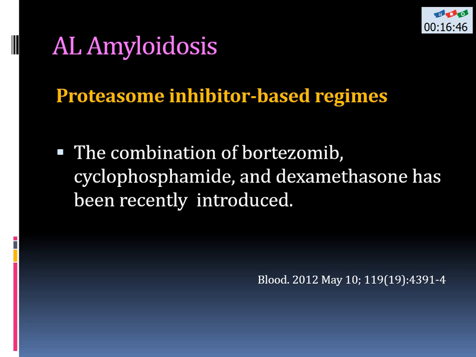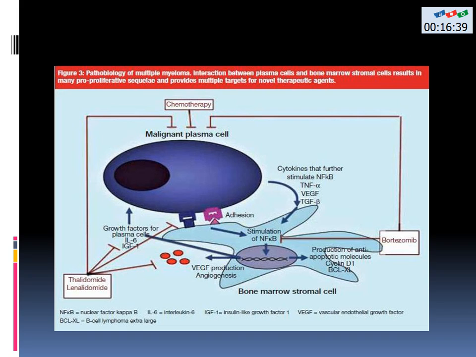The combination of bortezomib, cyclophosphamide, and dexamethasone has been recently introduced. What does it do? Again, remember this. Now we have the malignant plasma cells. We tackled this site before with thalidomide. Now it's time to tackle the main nucleus of the macrophage, the nuclear factor kappa B, because the nucleus here happens to produce all the cytokines and all the growth factors that further stimulate the plasma cells. That's what bortezomib does. It stops the stimulation of these macrophages. So the cycle is broken.